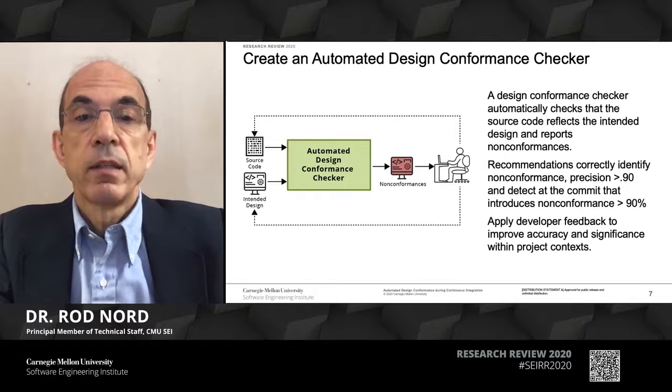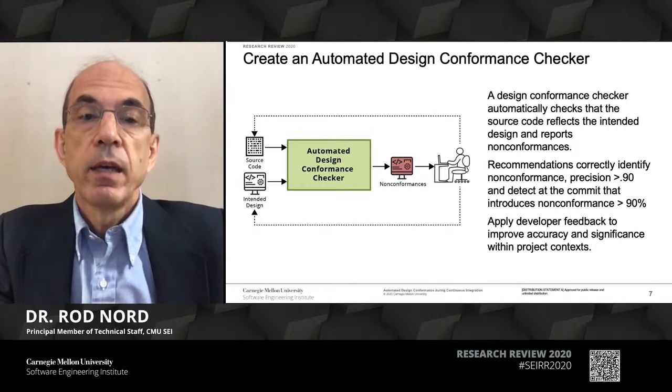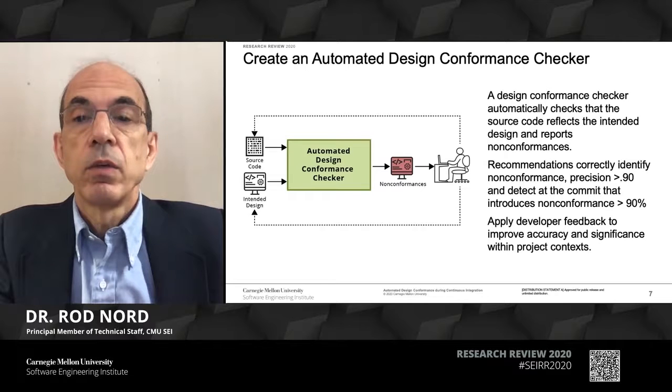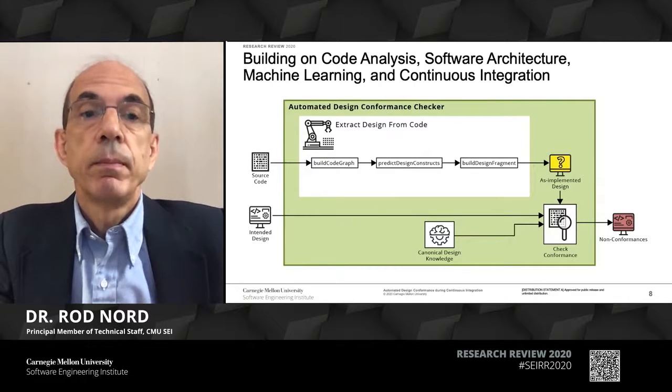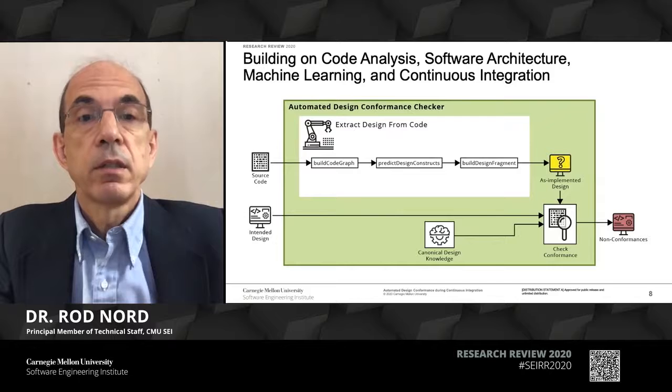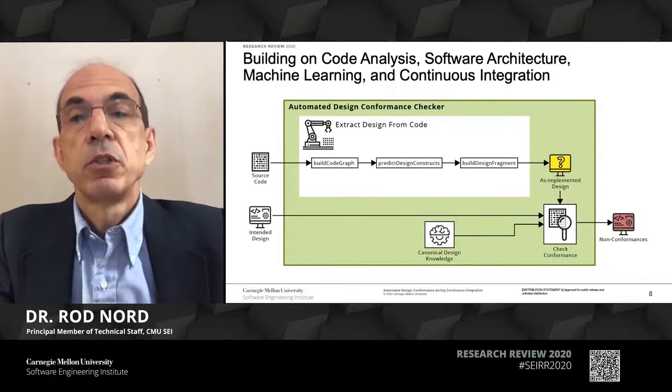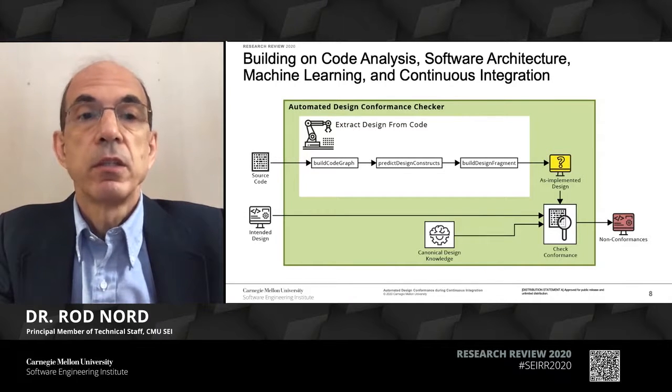We do that so that developers can take immediate action and provide feedback to improve accuracy and significance of the checker. Creating an automated design conformance checker will advance the state of the practice. Concrete evidence allows stakeholders to act on the violations and achieve the MOSA vision that we talked about earlier. We have assembled an interdisciplinary team with skills in code analysis, architecture, machine learning, and continuous integration.